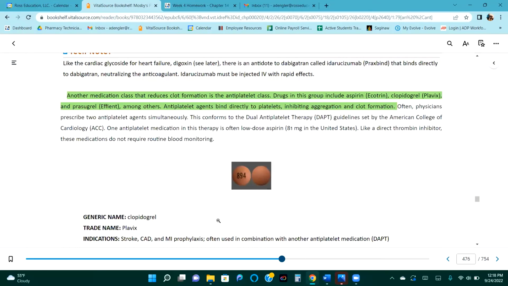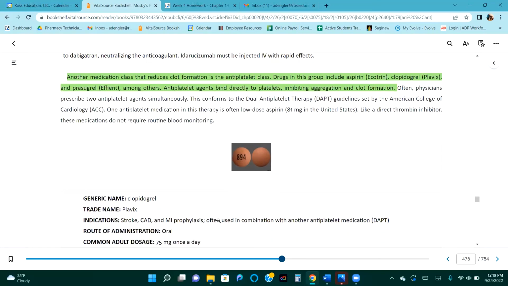Another medication class that reduces clot formation is the antiplatelet class. Drugs in this group include aspirin, clopidogrel, and Effient, among others. Antiplatelet agents bind directly to platelets, inhibiting aggregation and clot formation.